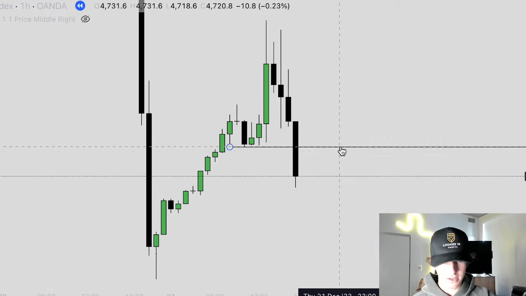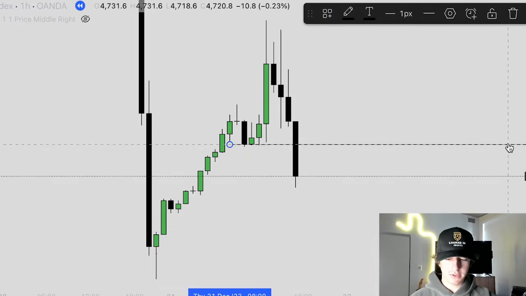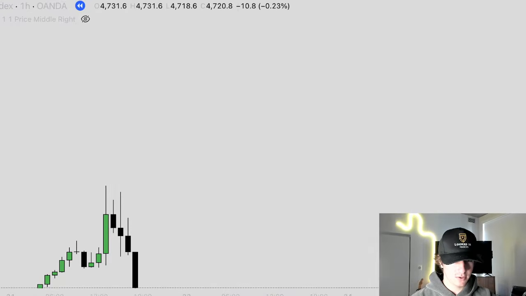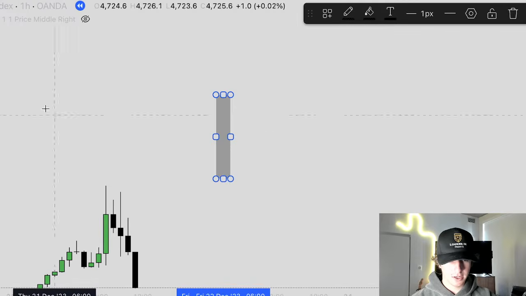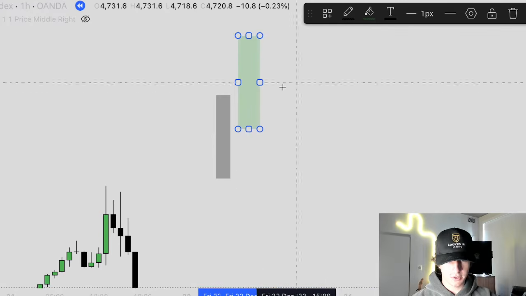A CISD would look a little more something like this. Now, I don't like to do one candle CISDs. I like to do two or more, but let me just explain it in simple terms before we dive onto the charts with a couple of drawings. So let's say right here, let's switch these to green real quick.